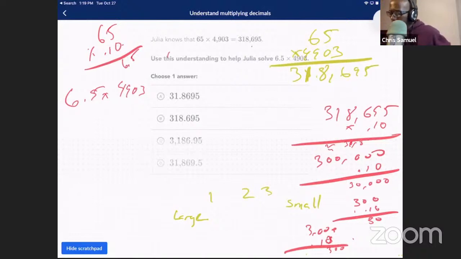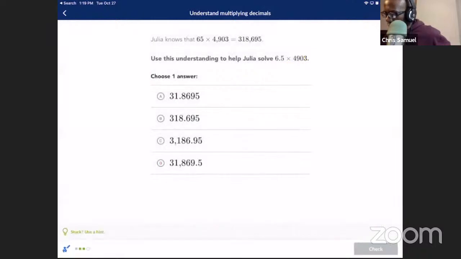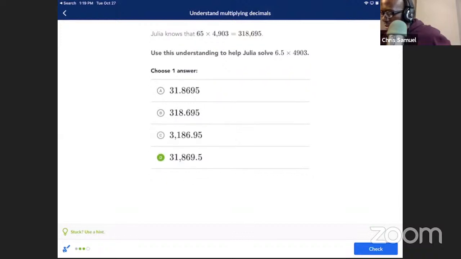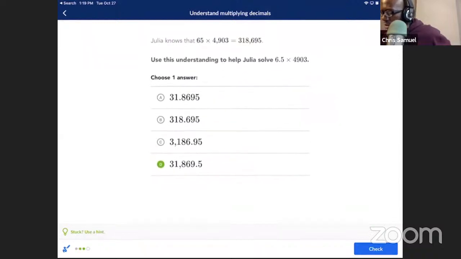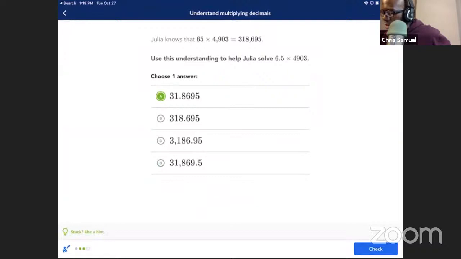31,869.5, maybe that. So that's basically where that is. So we can look at that. Since we noticed that, we could probably go with this because this is 10%. So it can't be this, because that's not 10%. It can't be this. It can't be this. So this is probably a good way of thinking about it.